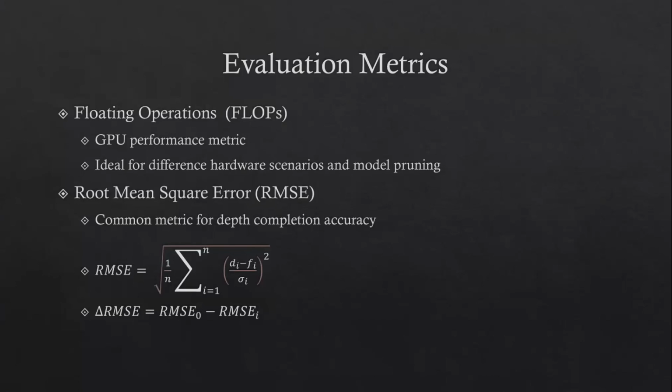So I've been talking about these 2 metrics and I'll explain them further now. The floating point operations, or FLOPs, is a GPU performance metric. So basically it just tells us how many operations are going to be needed for that task.